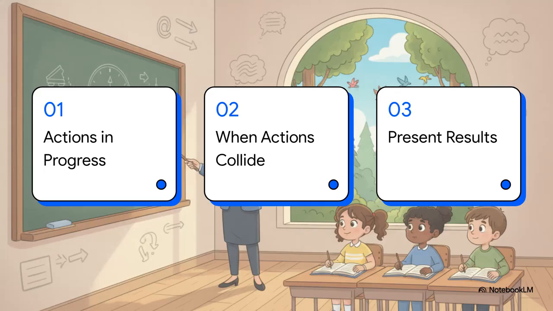Okay, let's look at our roadmap for today. First up, Section 1, Actions in Progress. Then we'll move to Section 2, When Actions Collide. And finally, Section 3, Past Actions, Present Results.